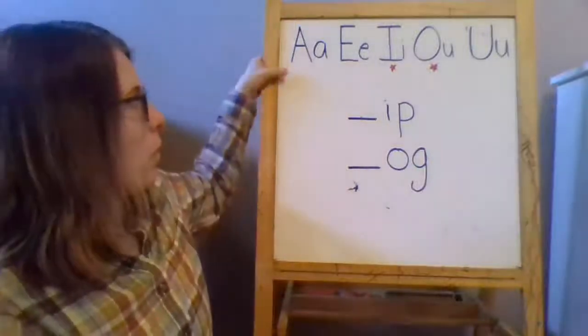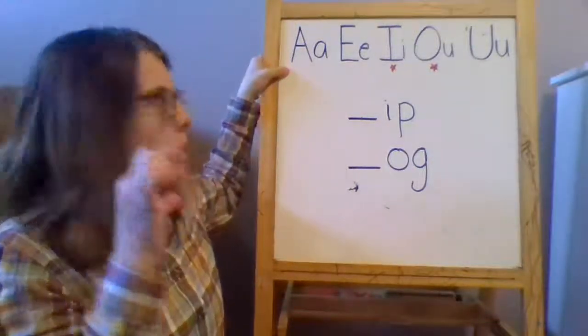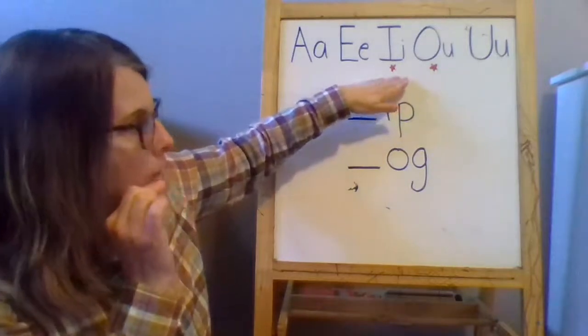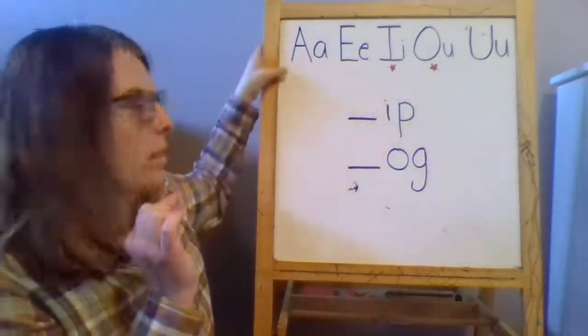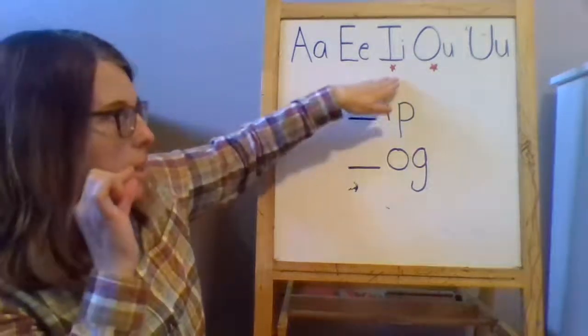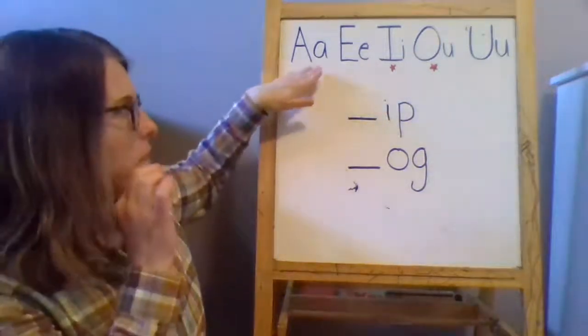Remember when we start with baby A, our mouth is open the most. It closes a little bit for E, and then it's just open a little bit for I. So let's practice those three sounds to start with. A, E, I. Okay, got that? Let's do it again.